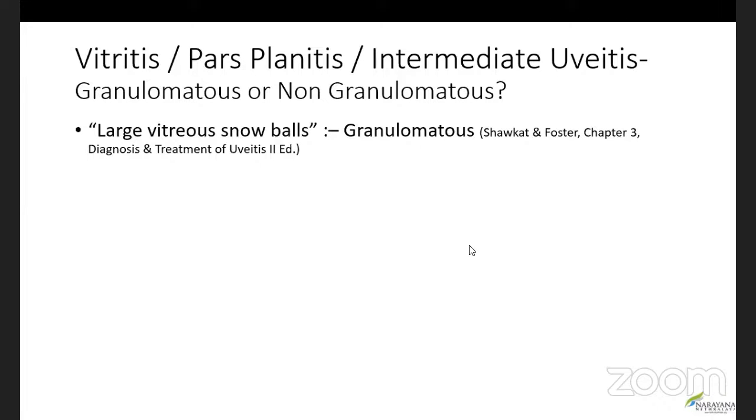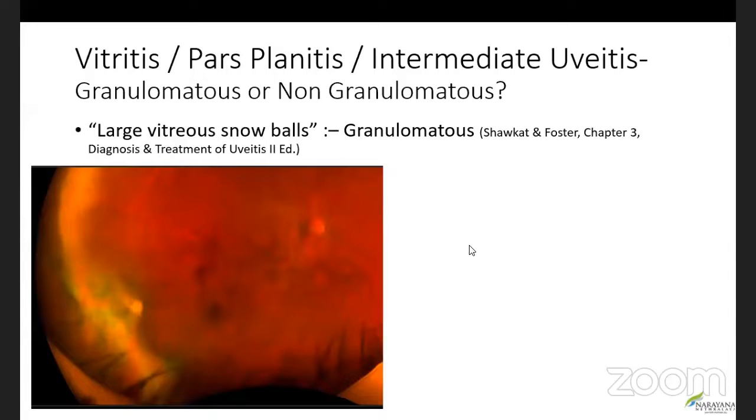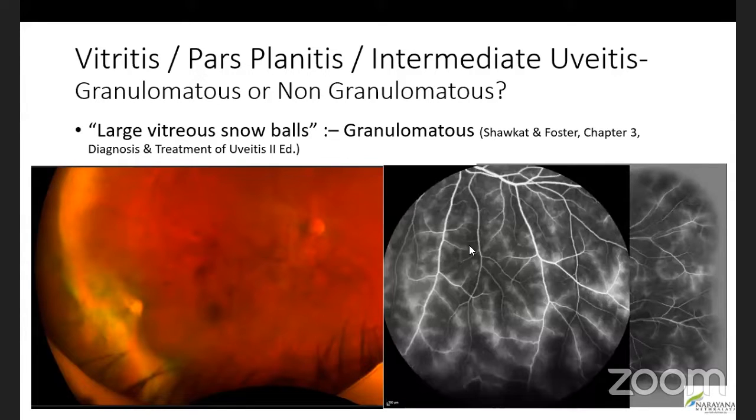But still, the large vitreous snowballs can be taken as a sign of granulomatous inflammation, or if you find obvious granuloma like in Toxocara, it's a granulomatous inflammation. In the absence of pars planitis or large snowballs, if the snowballs are very small in size, the inflammation is non-granulomatous. The FFA helps to differentiate the vitritis if it is active or not, but cannot differentiate between granulomatous or non-granulomatous.